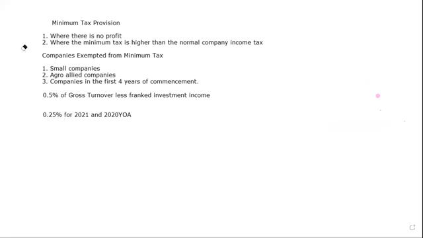Hello, sir. Please, if in the question they say frank investment income, and they now write gross, it means dividend has not been removed. That's what it means.